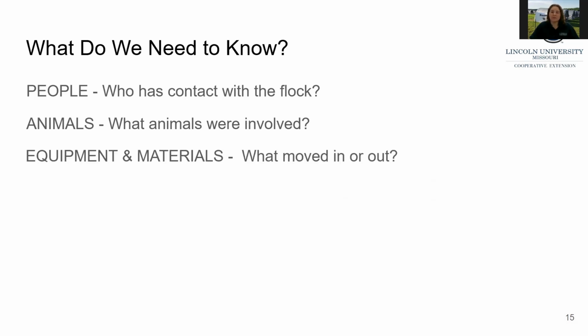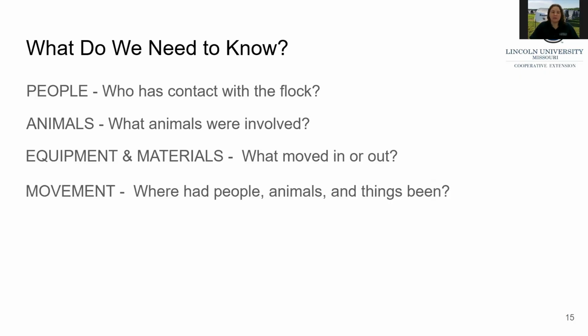Equipment and materials: what moved onto or off of the property? Was anything shared with another flock or another animal population? Movement: where had people, animals, equipment, or other materials been before they reached the flock? And where did they go after? And then timing. When did these things happen? When was the flock exposed to a particular person, animal, place, or object? And when did this illness first become apparent? We don't need to ask every possible question every time. The point is to build up enough of a picture to identify potential pathways worth investigating.